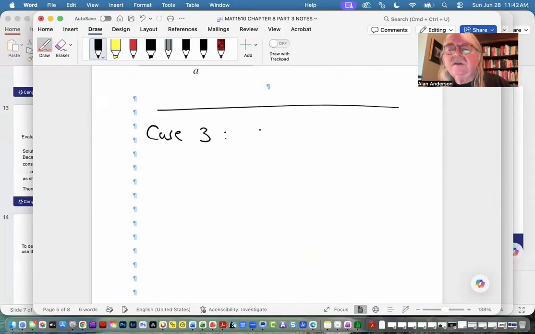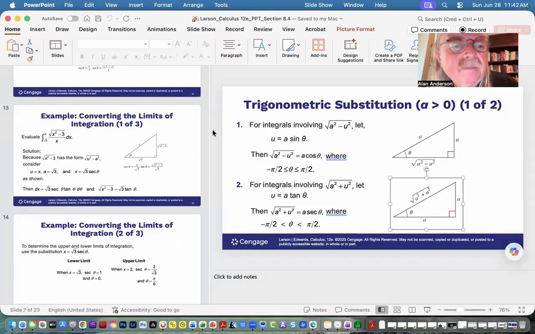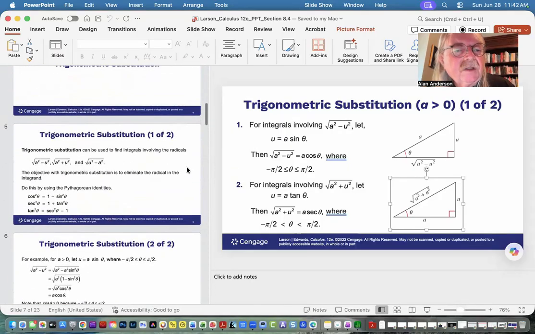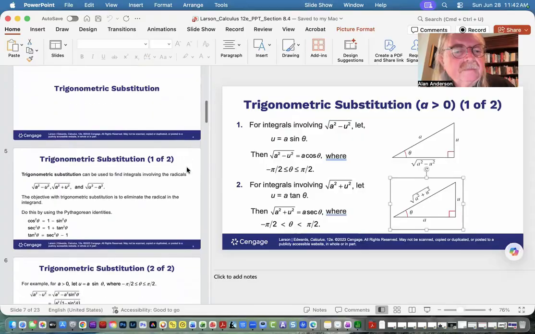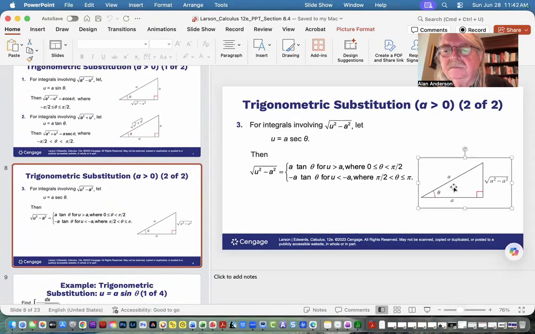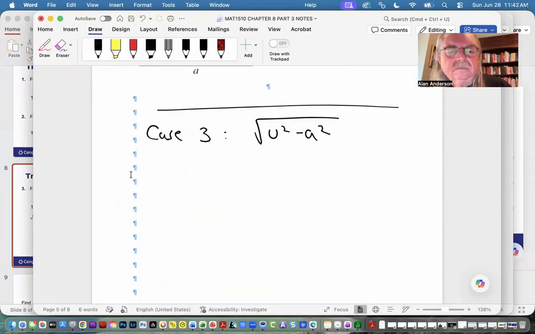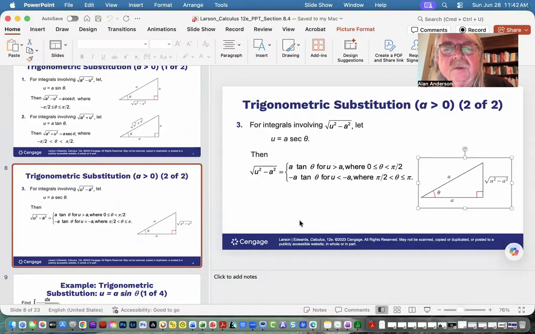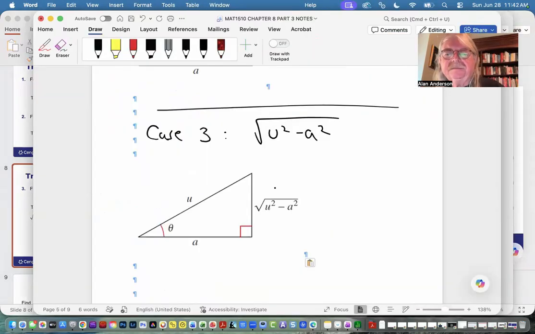So instead of radical a squared minus u squared, we have it reversed. Okay. And for that one, what we're going to do, first let's look at the triangle. And again, everything is a little different. And here the substitution will be u equals a secant theta.